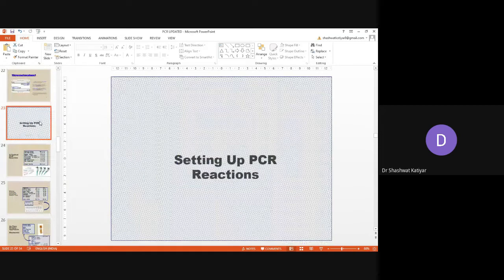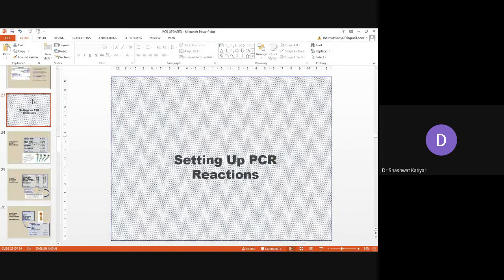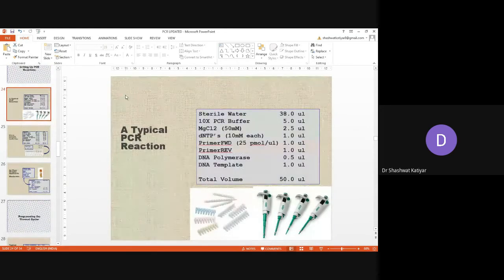Then, setting up the PCR reaction. The basic requirements are sterile water and 10x PCR buffer, a magnesium salt concentration, the different types of dNTP, the forward primer and reverse primer, DNA polymerase, and DNA template. The total volume will be 50 microliters because we use an Eppendorf tube, and the tube has certain limitations. That's why all the requirements of a PCR reaction have certain values.